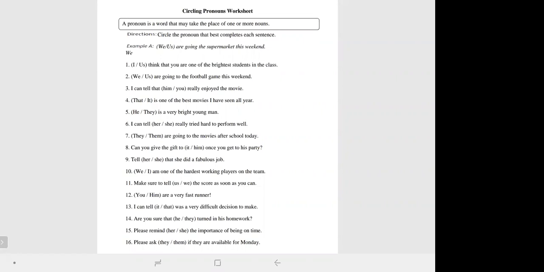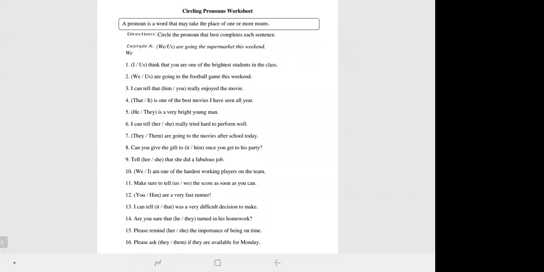Number 13. It. I can tell it was a very difficult decision to make. By the way, I can tell is always followed by a subject pronoun. I can tell it was a very difficult situation. The answer is it. Number 14.